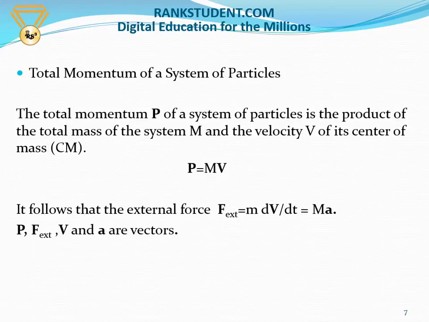The internal forces balance out with each other in accordance with Newton's third law of motion and are not considered in this equation. Now the definition of the total momentum of a system of particles. The total momentum P of a system of particles is the product of the total mass of the system m and the velocity v of its center of mass Cm. P equals mv. It follows that the external force F external equals m dv by dt, which is equal to ma. P, F external, v, and a are vectors. We must remember these. P equals mv.